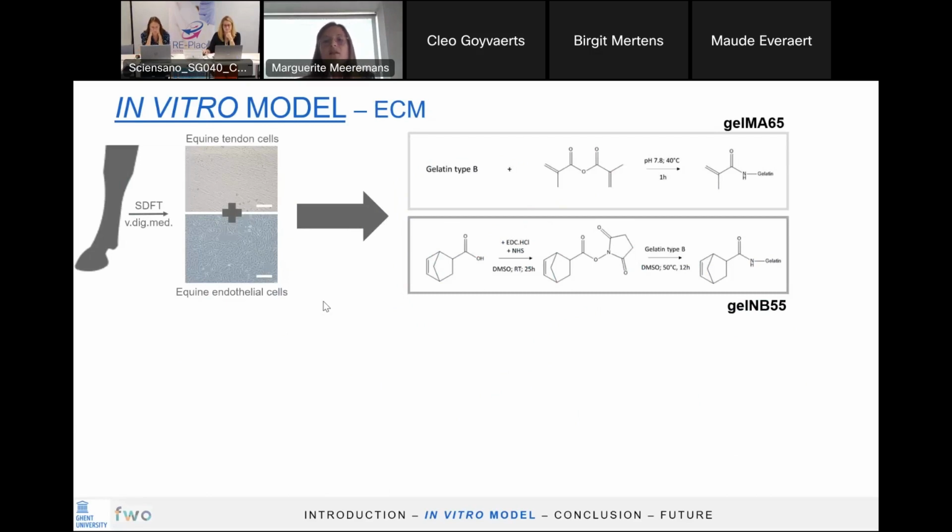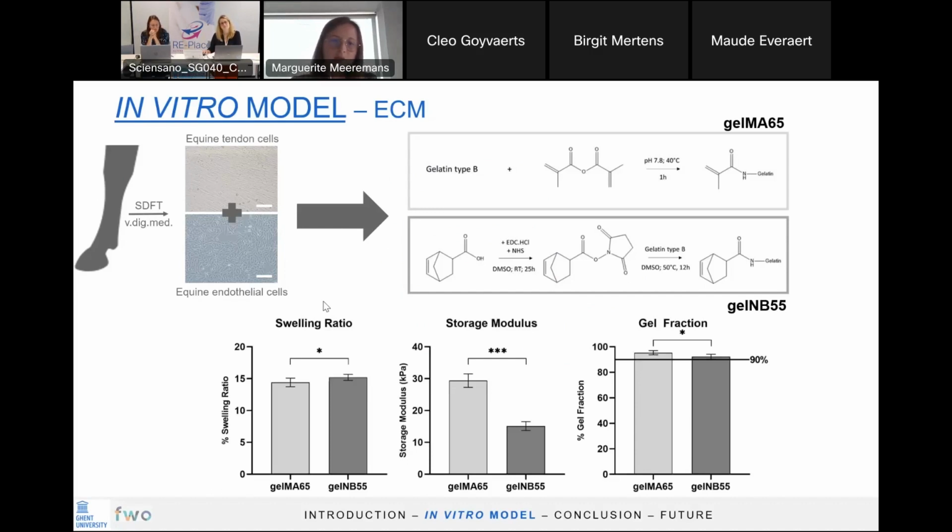And gelatin is a collagen derivative, which is easy to modify chemically to tune its mechanical properties and to work in vitro. It's also quite cheap and it's widely available. So after chemical modification, we also characterize these hydrogels, of course.